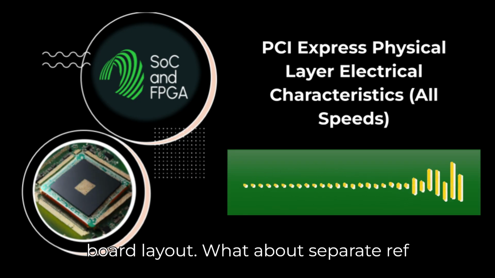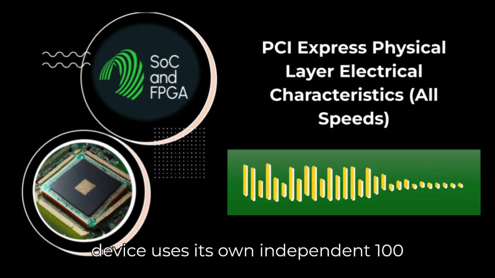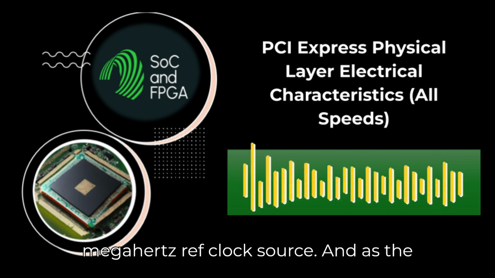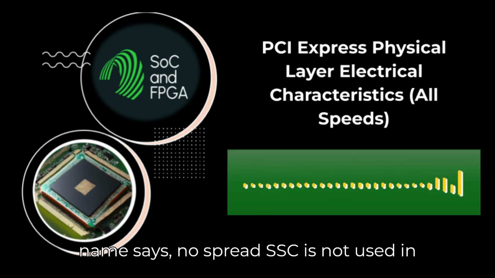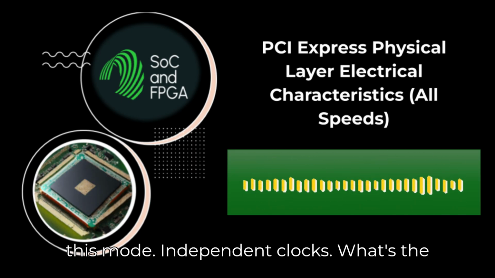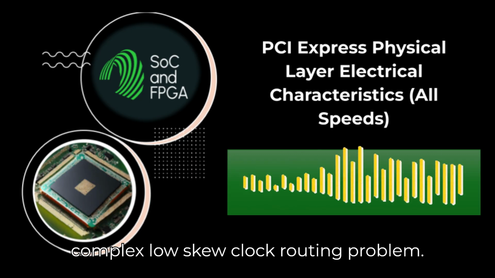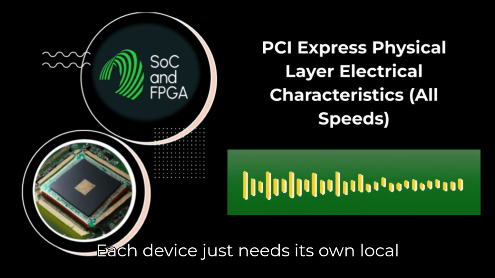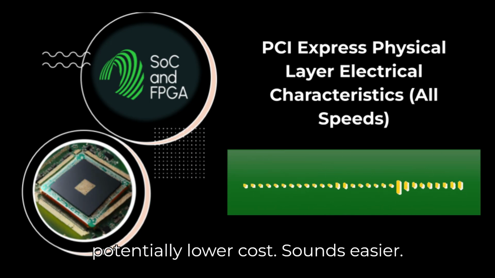What about separate ref clock, no spread, SRNS? SRNS means each device uses its own independent 100 megahertz ref clock source. And as the name says, no-spread SSC is not used in this mode. Independent clocks, what's the benefit? It completely eliminates that complex, low-skew clock routing problem. Each device just needs its own local clock source. Much simpler board design, potentially lower cost.